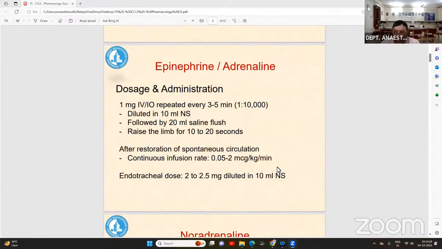Particularly if the patient is in cardiac arrest, there is no peripheral circulation. In this situation, you have to follow with a flush of 20 ml saline. After restoration of spontaneous circulation, you have to start the infusions.